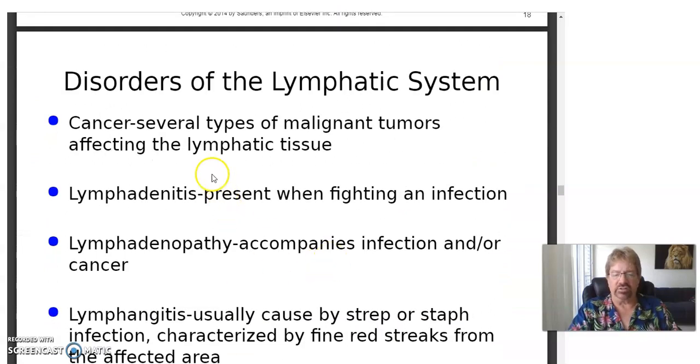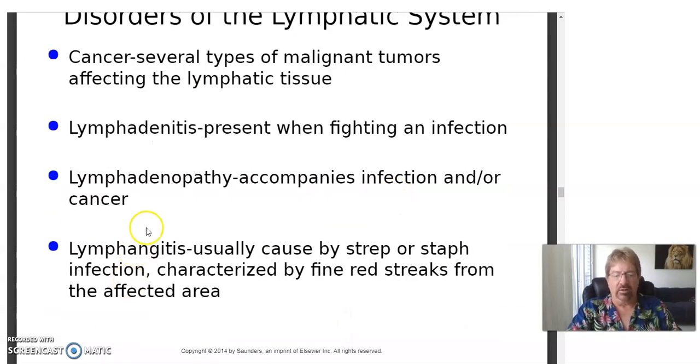Disorders of the lymphatic system. Cancer, or several types of malignant tumors, affect the lymphatic system. Lymphoma, like Hodgkin's lymphoma, are cancers directly of the lymphatic system. Lymphadenitis means inflammation or infection, present when fighting an infection. If you get a problem, you might notice the lymph nodes in your neck swelling, around your ears swell up, if you have some kind of a problem going on there.